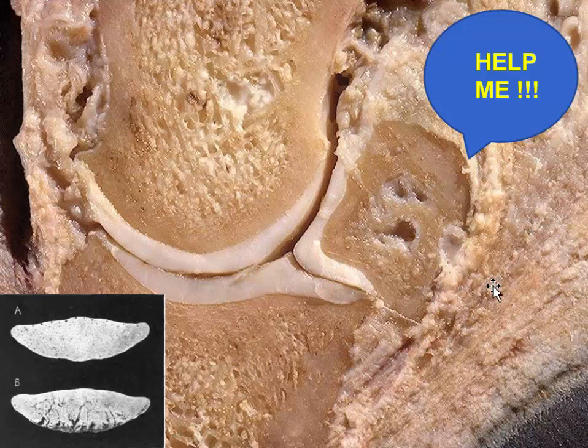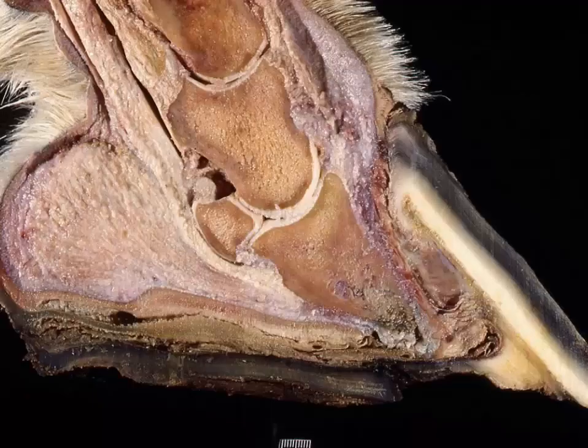So this is the bottom line for navicular disease. You see significant bone remodeling, especially at the caudal aspect, the plantar, the palmar aspect of this bone, and resorption and eventually fibrosis in the area where the deep digital flexor tendon is supposed to glide across this bone.